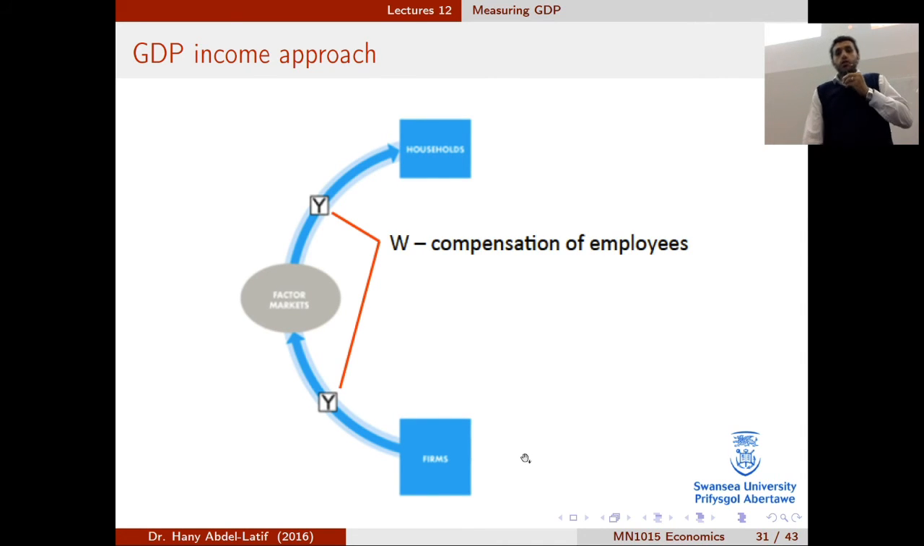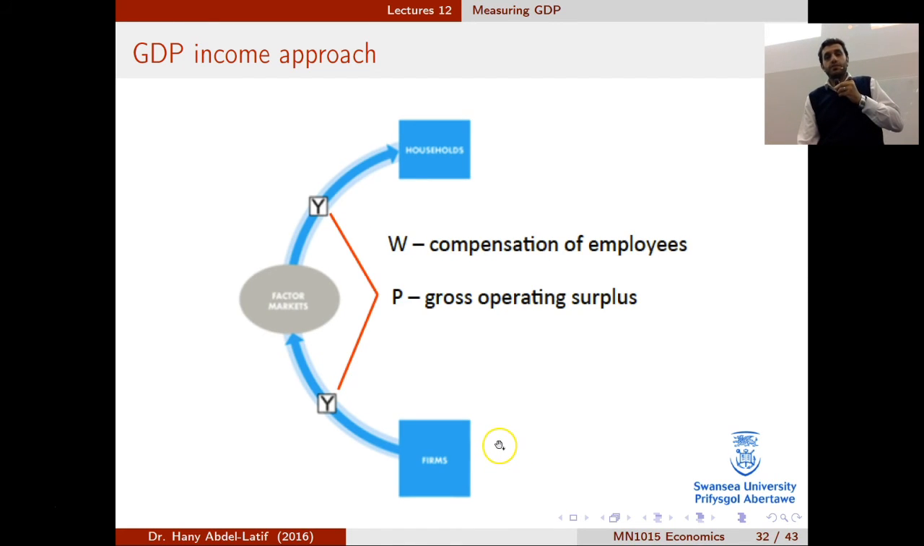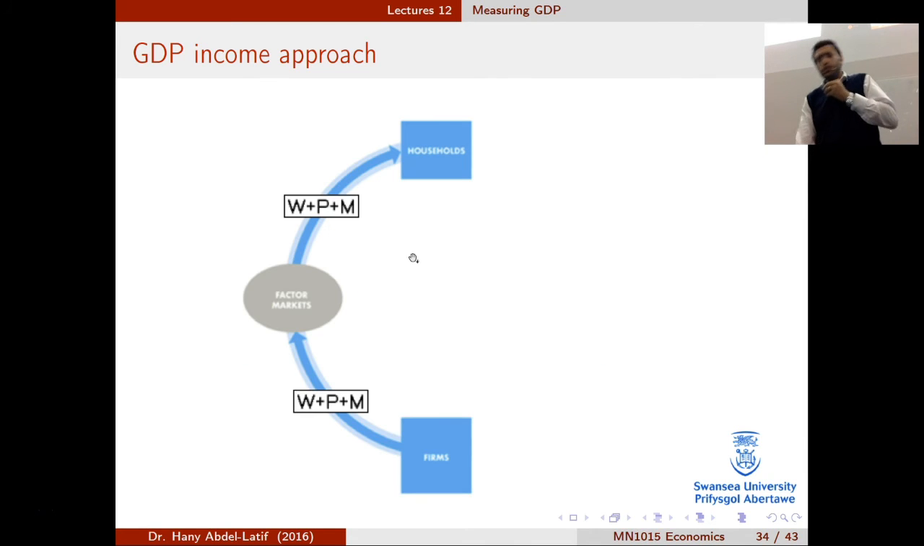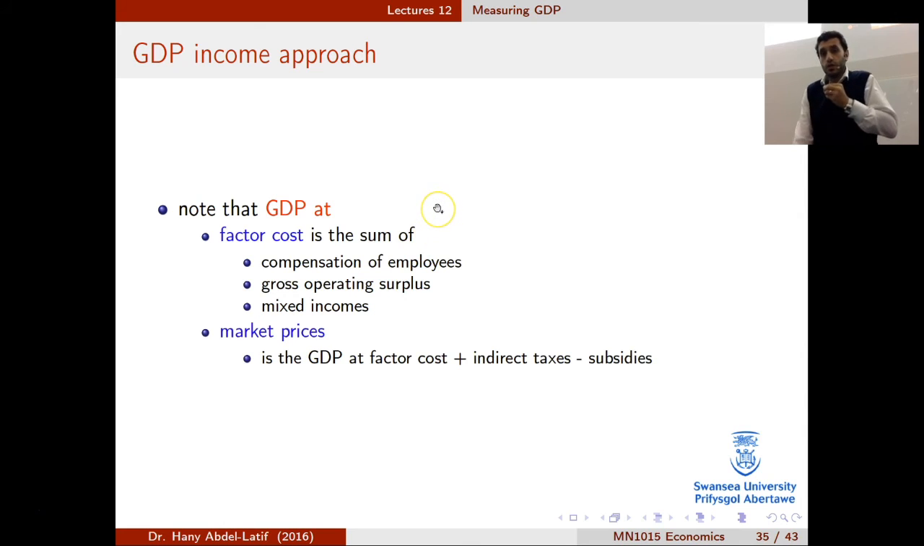You could also look at the income approach when you add up all the incomes together. If you add whatever incomes you have together, this should give you the GDP according to the income approach. One more thing to say about the GDP is we could have the GDP at factor cost or the GDP at market price. When you sum all the incomes, you get the GDP at factor cost. But if you add the indirect taxes and subtract subsidies from this, this will give you the GDP according to the market prices.